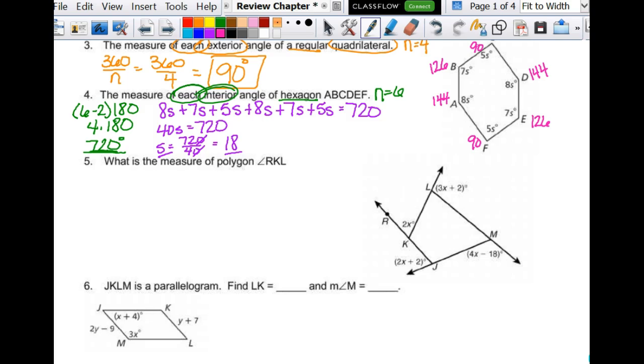So then I got to actually answer the question and say that the measure of angle A is equal to the measure of angle D, which is 144 degrees. And then I can say the measure of angle B equals the measure of angle, oh goodness, sorry. Measure of angle B equals measure of angle E, which equals 126 degrees. And then the measure of angle C equals the measure of angle F, which is 90 degrees. So here are my answers.